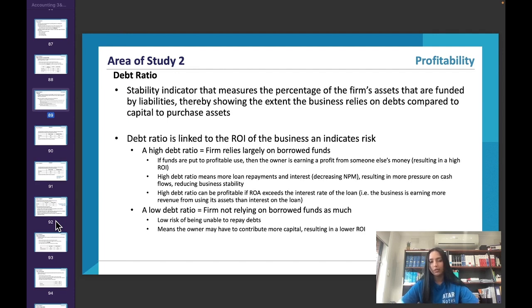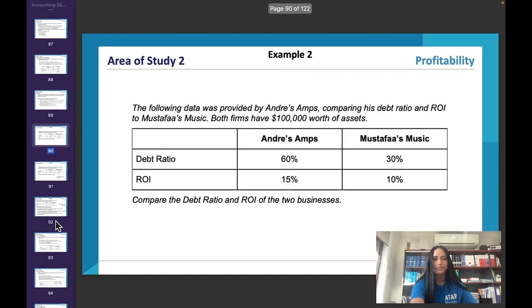But if there's a low debt ratio, it means that the firm is not relying on borrowed funds, which results in a lower return on investment. So basically, the more debt a business has, the higher return on investment. Because if we have higher liabilities, that means that there's less capital contributed, which means that compared to the amount contributed, the owner is getting more on the owner's investment. There's a higher return on the owner's investment.